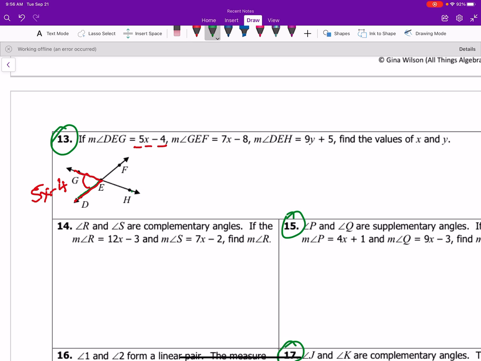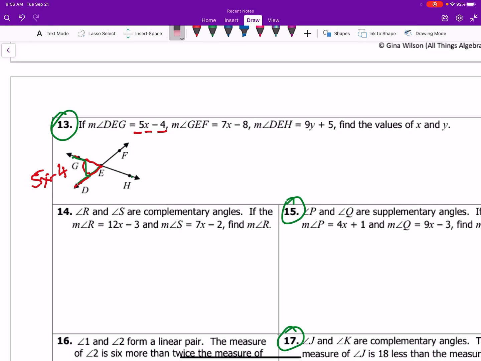Let me mark it with green. GEF. What are you given? You are given this green angle, and that is 7x minus 8. Now they say the measure of DEH is given as 9y plus 5. So what's the deal? They asked us to find x and y.